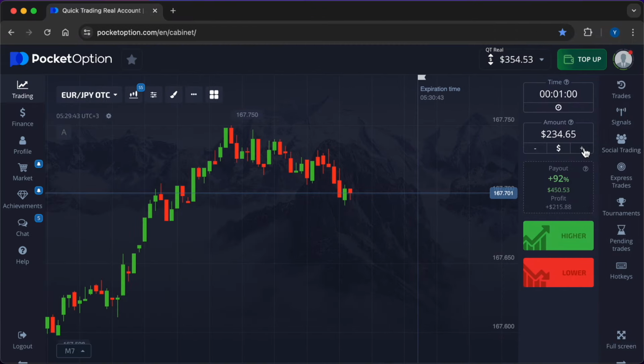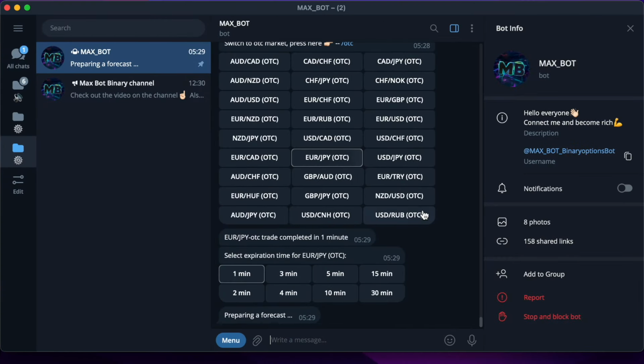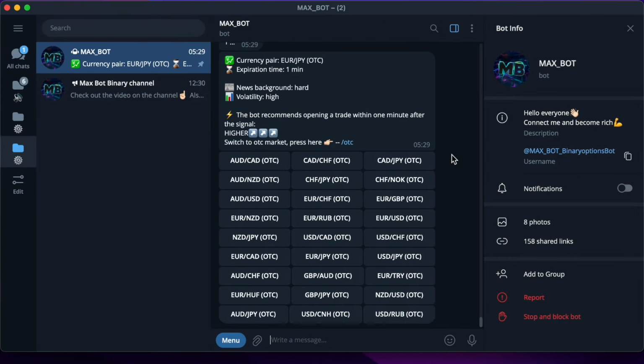Meanwhile, $169.88 was deposited into the account. New investment $354.53. The signal is higher.